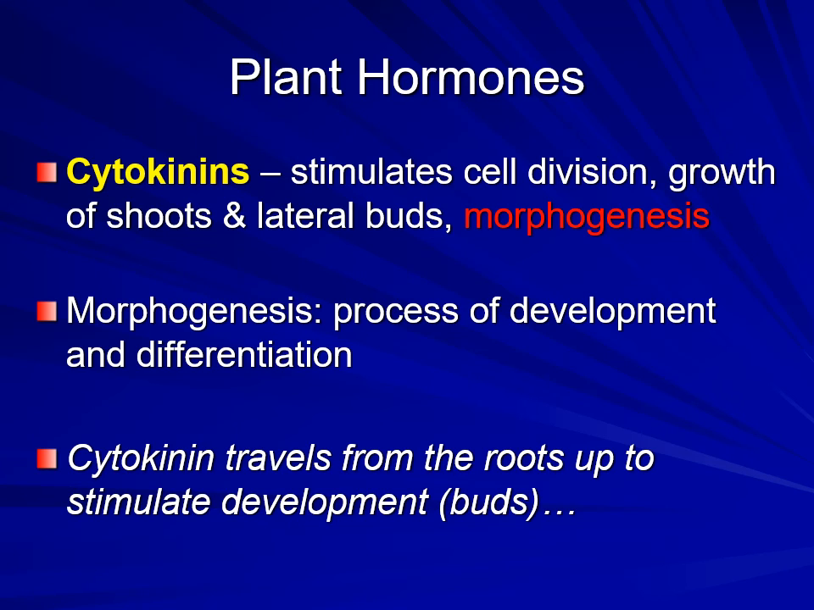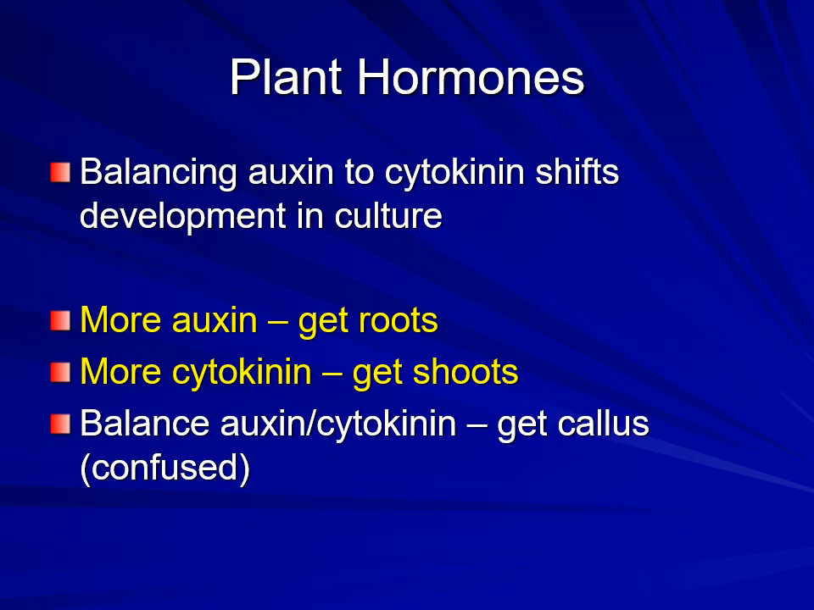So balancing those two, getting the auxin and the cytokinin ratio right, is important. Like I said earlier, if you get the balance just where it's neither roots nor shoots, we stimulate callus development, which is undifferentiated growth.